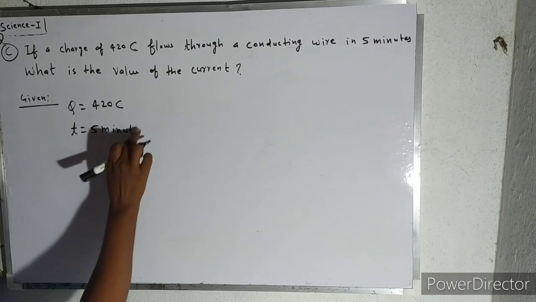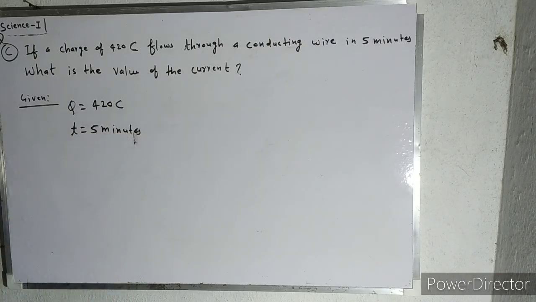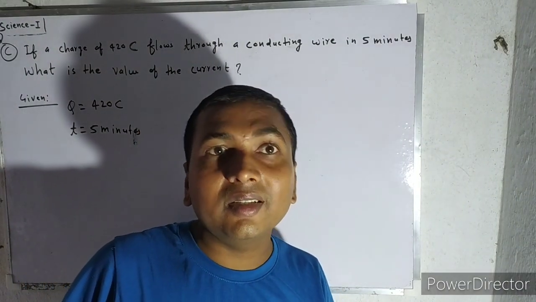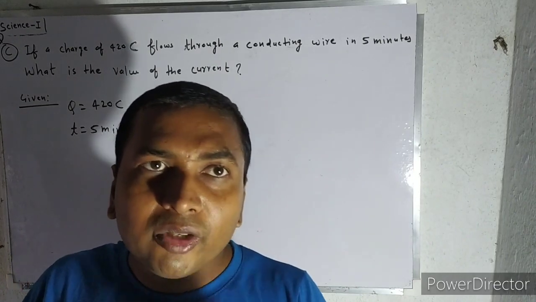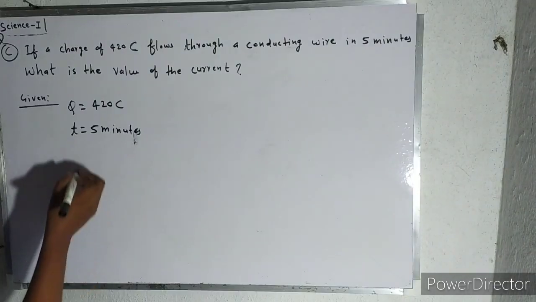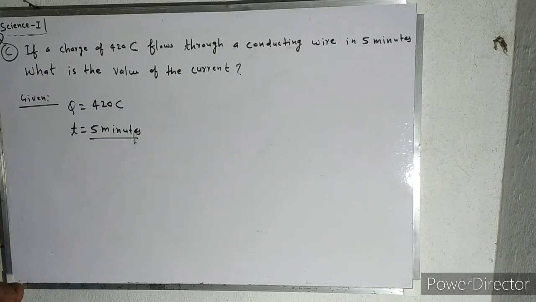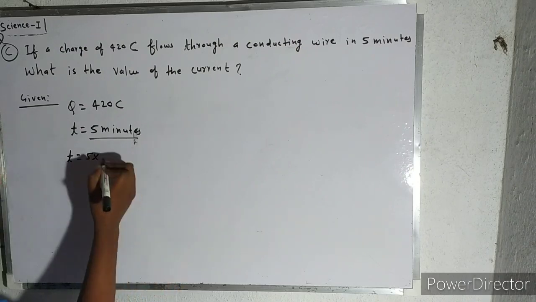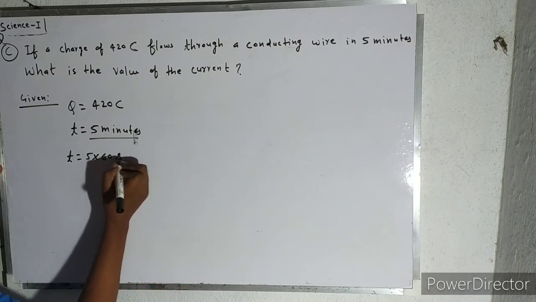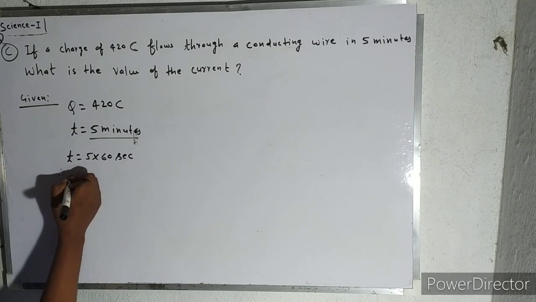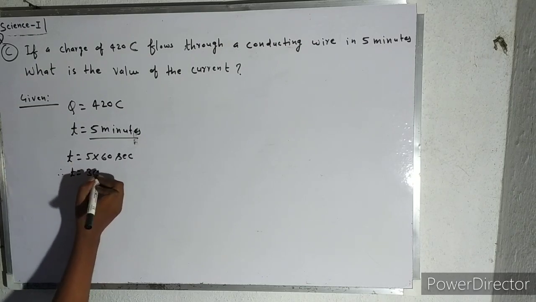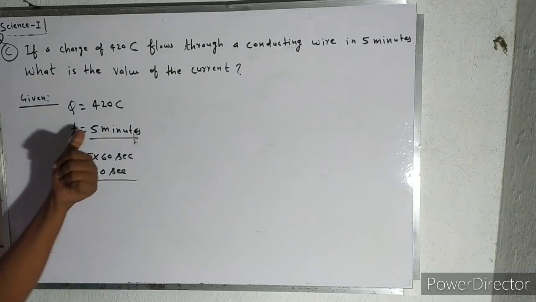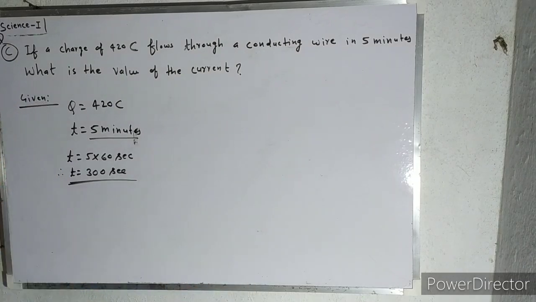This is in minutes. In numericals you have to convert to the SI system, and in the SI system the unit of time is second. So you must convert 5 minutes into seconds, otherwise your answer will not come. In 1 minute there are 60 seconds, therefore in 5 minutes 5 into 60 seconds. Therefore T is equal to 300 seconds. Use 300, don't use 5 minutes, otherwise your answer will be wrong.